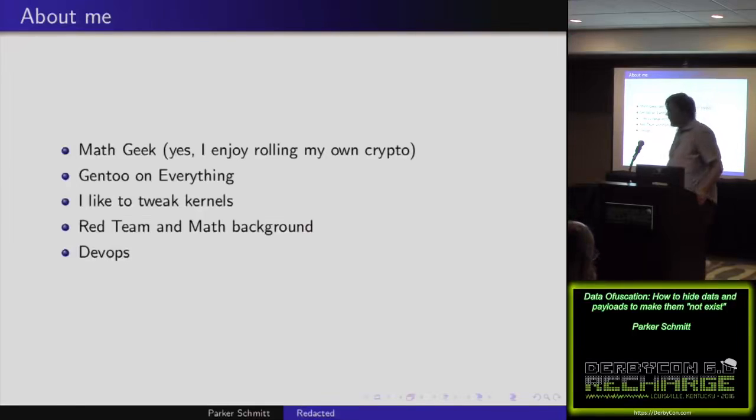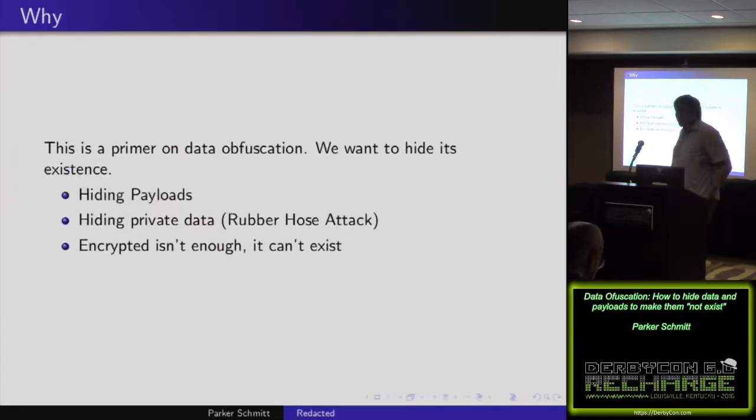Just a generic disclaimer. So, for those of you who don't know me, I'm Parker, math geek, always an amateur mathematician, Gen 2 on everything. People always troll me about that. And I do mess with kernels and like to crash them once in a while. It's kind of fun. But I have a background as a red teamer, but also going back and forth as a cryptographer and mathematician. So it's a weird perspective, but it's also kind of fun because you can do a lot of trolling. And currently, I run a DevOps automation company, which is not related to old work and has nothing to do with any of this.